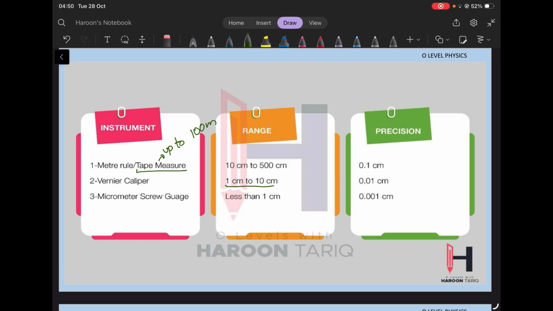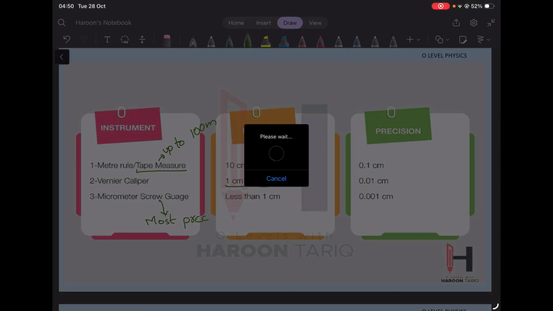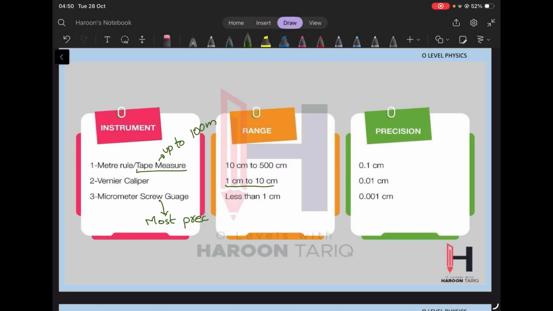And the smallest length measuring tool is the micrometer screw gauge. So this would be the most accurate, most precise. This gives you the reading to the closest degree or the closest unit, basically. This would be the most precise. The smaller the instrument, or the smallest the appropriate length it measures, the greater the precision of that particular tool.